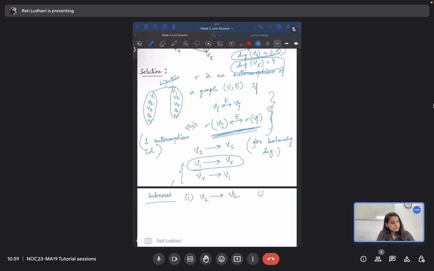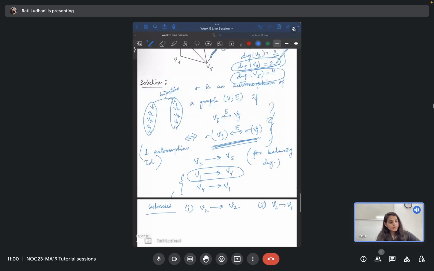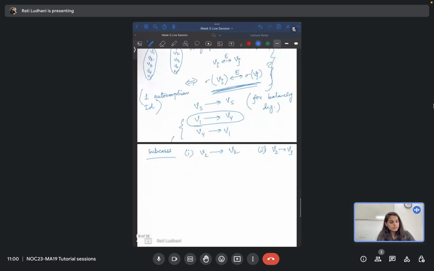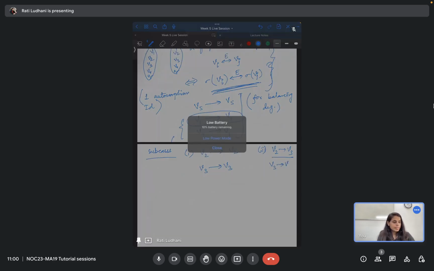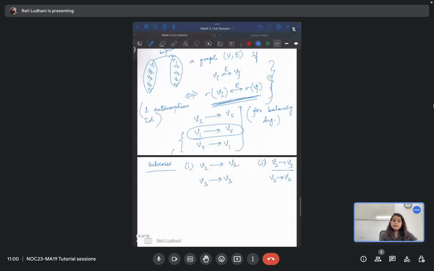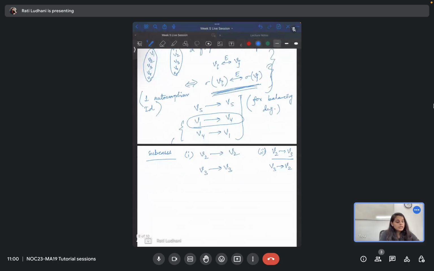A second is v2 can map to v3 because the degrees are same. And whenever v2 will map to v2, then v3 has to map to v3 because that is the only possibility left, because 3 is already mapped. And when v2 will map to v3, then v3 has to map to v2. So these are two possibilities. Now let's check if both of these are possible or not.